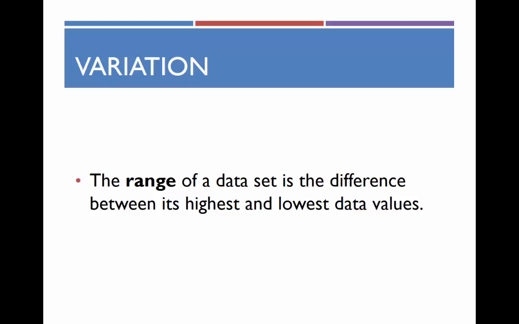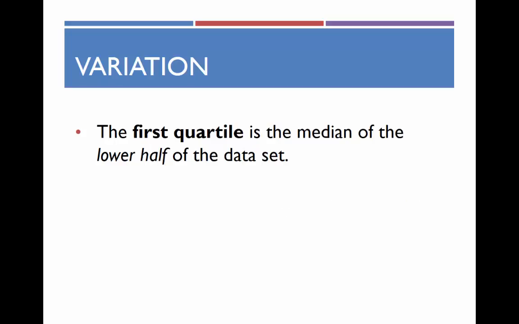A better way to describe variation is to consider a few intermediate data values in addition to the highest and lowest values. The most common way is to separate the data into quartiles, or dividing the data set into quarters or fourths. The first quartile or the lower quartile divides the lowest fourth of the data set from the upper three-fourths. It is the median of the data values in the lower half of the data set. Exclude the middle value if the number of data points is odd.